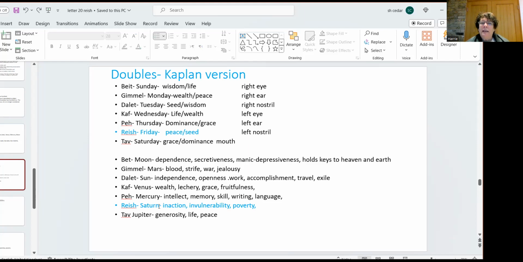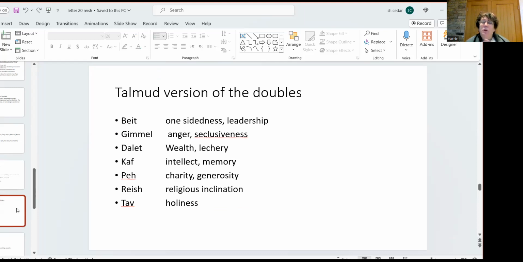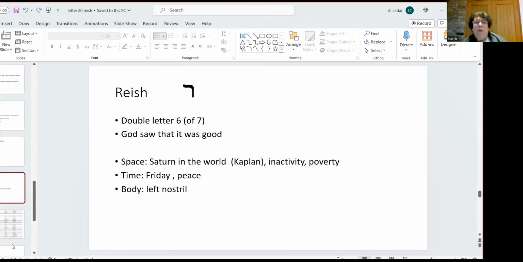Of those planets, Resh is given Saturn, which has a quality about it: inaction, invulnerability, and poverty. And so the poor person can be associated with a Resh. The Talmud gives slightly different versions of it, and it gives Resh as a religious inclination. It gives different ones, but I'm sticking mainly with the Sefer Yetzirah version. As I said, it's a double letter. It's 6 of 7, and it's associated with one of the lines of those 32 gates of creation. And the gate it is associated with is the sentence, God saw that it was good. In space, as I said, it's Saturn. In the world, in time, it's Friday. And in the body, it's the left nostril.